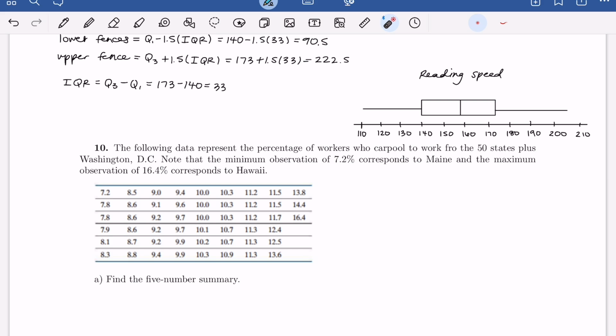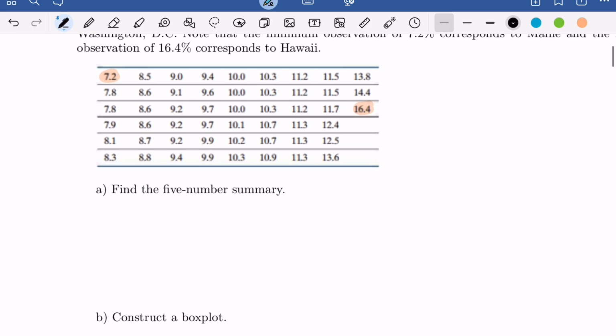Now we want to find the 5-number summary. We're going to want to find our minimum value, which we actually can see is the 7.2 here. Our maximum value is the 16.4. So we already have two of our numbers. We just need to find our Q2, our median value, our Q1, and our Q3. So the first thing that we're going to want to find is our median value.